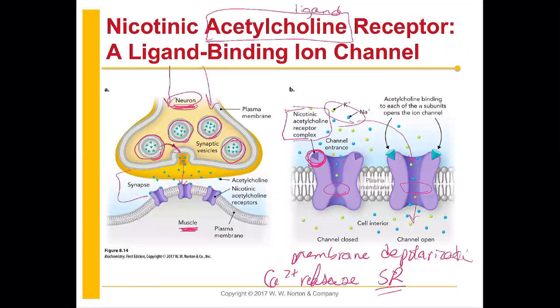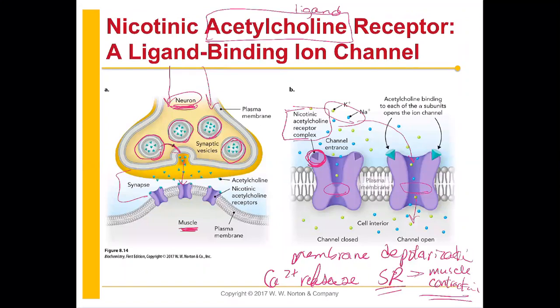What happens when you have calcium release from the sarcoplasmic reticulum? Oh, now the calcium can go and bind to the tropomyosin. That's going to expose the sites on the actin, and so on and so on, and you're going to get muscle contraction, right? Muscle contraction, okay?